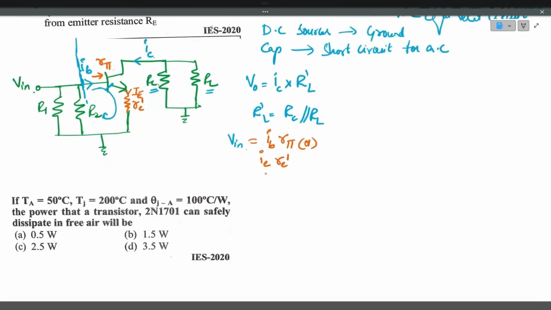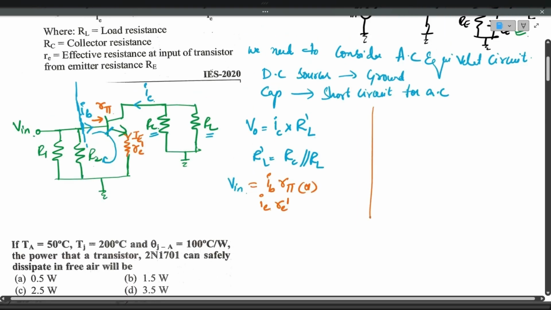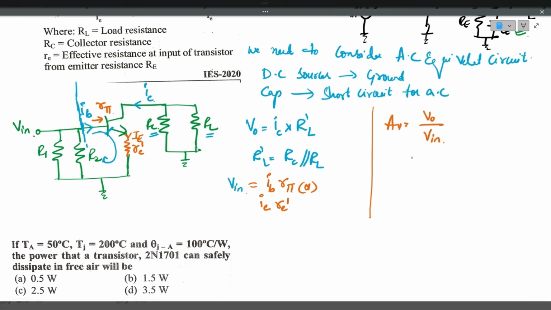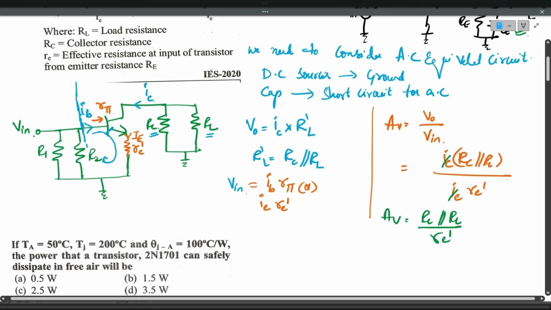Okay. So now if you substitute this in the voltage gain, the voltage gain is nothing but output voltage by input voltage. Output voltage is IC multiplied by RC parallel with RL, divided by IE RE dash. The IC, collector current, and emitter current will be approximately equal. So you can remove these two, both will get cancelled, and AV becomes RC parallel with RL divided by RE dash, emitter model resistance.